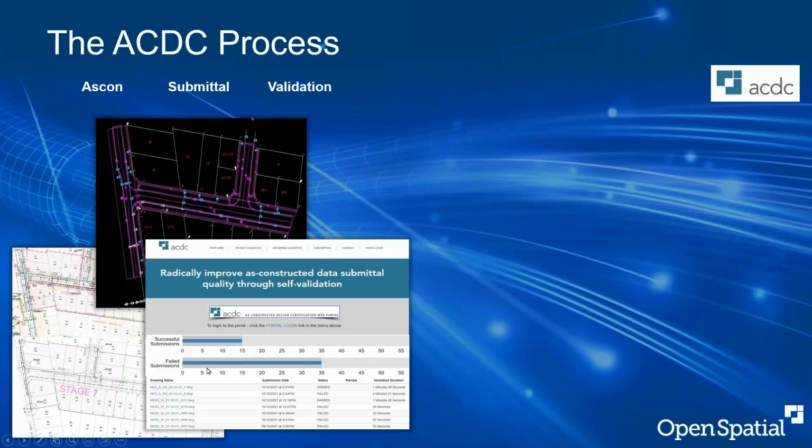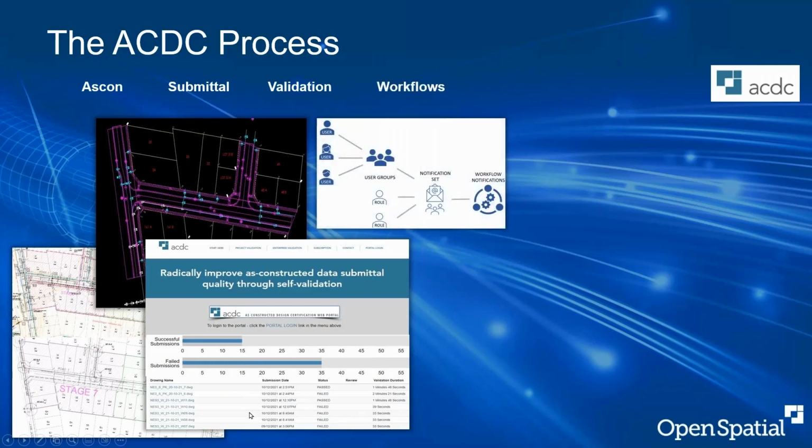This picture here is a user's dashboard online. ACDC is both desktop and in the portal, and it essentially has the same functions that run either behind the scenes or on your desktop. This is the portal and this is their login. They've submitted 35 drawings that have failed, 15 that have passed. That's kind of normal, a 1-to-3 ratio, but you'll notice it literally only takes a few minutes to check those drawings.